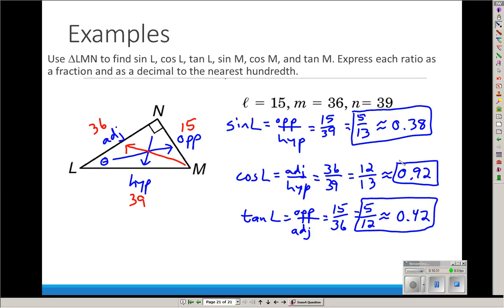So let me include that fraction in the cosine. So there's sine, cosine, and tangent. Sometimes we're looking for the ratio. That's what we're looking for here. We're not looking for a side length or an angle measure. We're just looking for the ratio. So do your opposite, adjacent, and hypotenuse, and reduce it, get the decimal, answer it in whatever form they ask.